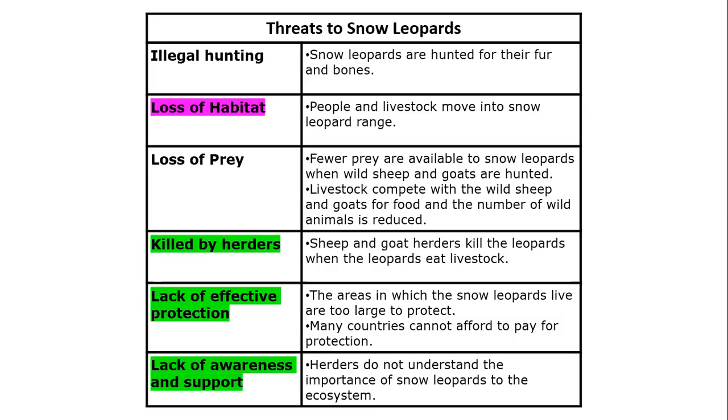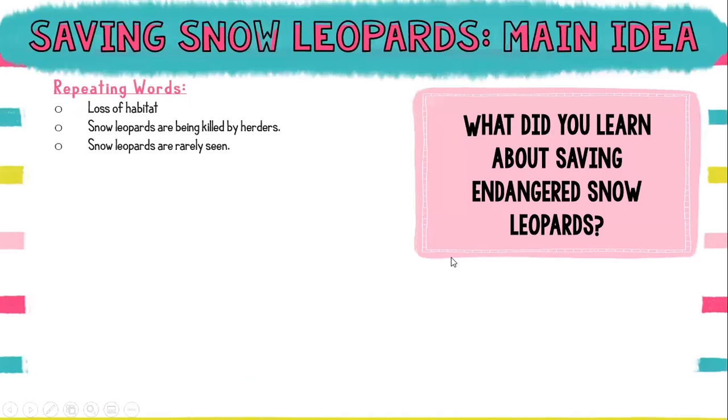Lack of awareness and support. Herders do not understand the importance of snow leopards to the ecosystem. So if you notice, there's a couple of similar things that we're noticing in the text, and you're going to see the highlights I highlighted in the same color. So now we're going to break that apart and look at what we're really noticing.